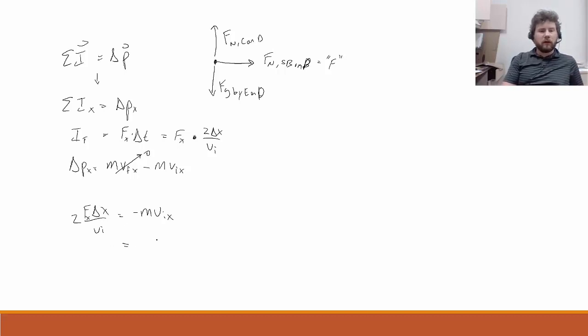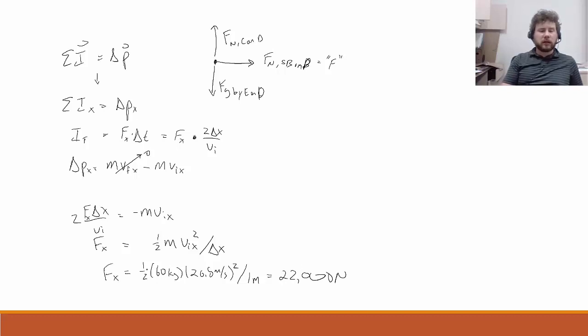So if I multiply over, I find I get 1/2 mvix squared divided by delta x. If I plug that in, I get 1/2 60 kilograms, the speed again was 26.8 meters per second, squared, divided by 1 meter, and that gets me 22,000 newtons.